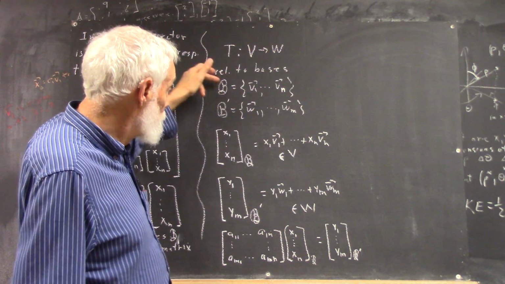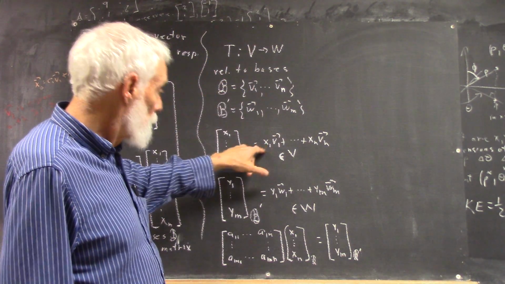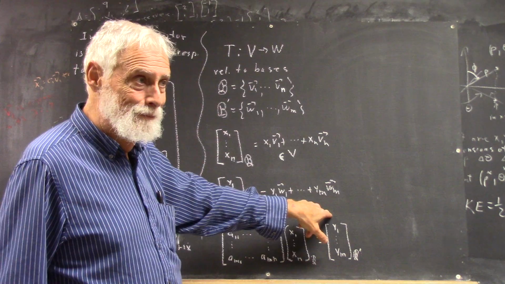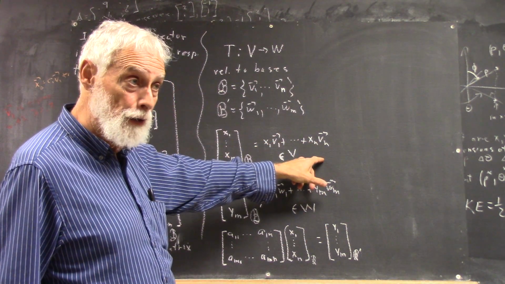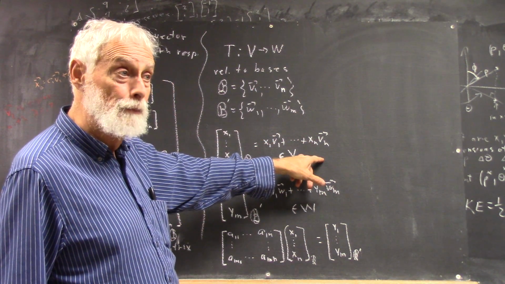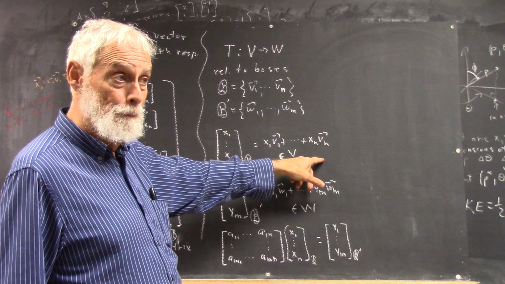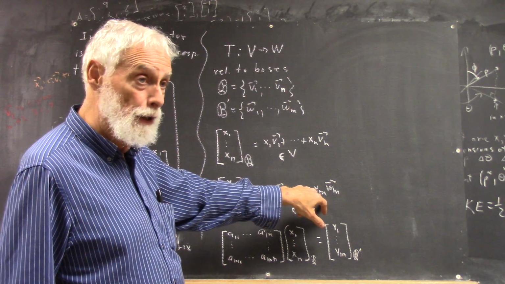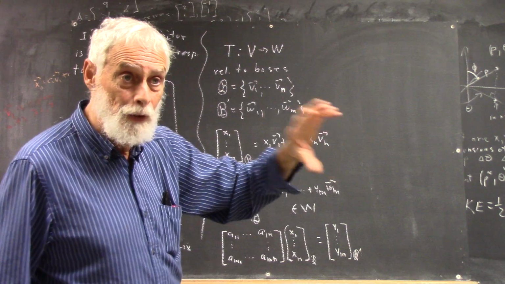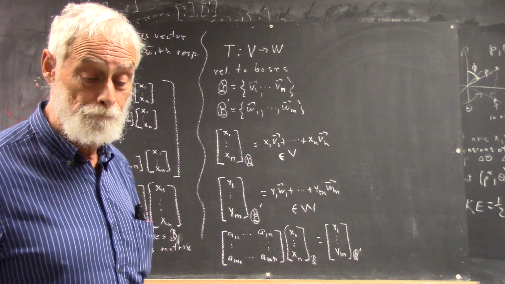Also, I've mentioned it in passing, I haven't written it. Since these are bases, these representations are unique. There's not another set of x1 through xn that represents the same vector. Okay? And there's not another y1 through ym that represents the same vector over in W. Okay?